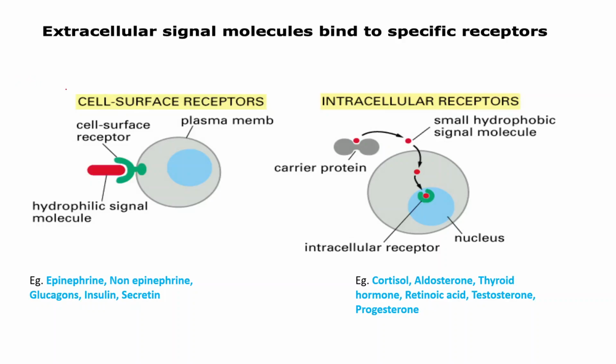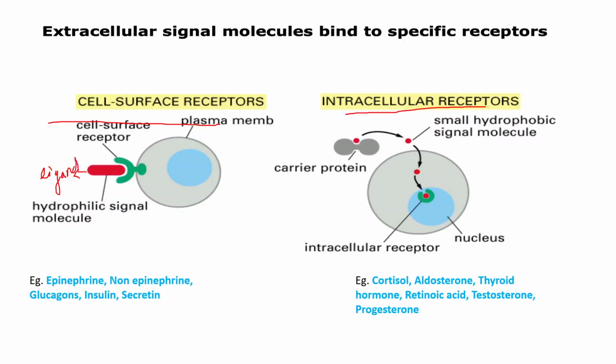A signal molecule can bind to two different kinds of receptor. One is the cell surface receptor and another is the intracellular receptor. Here we can see in this diagram: this is the cell, and this green one is the receptor, which is present on the cell surface. And this is the ligand molecule, or the signal molecule. This is the ligand.